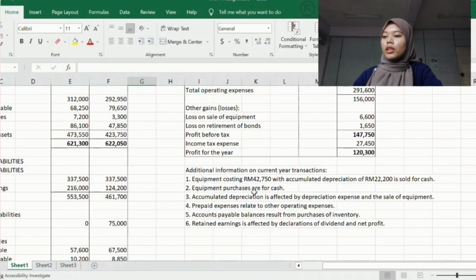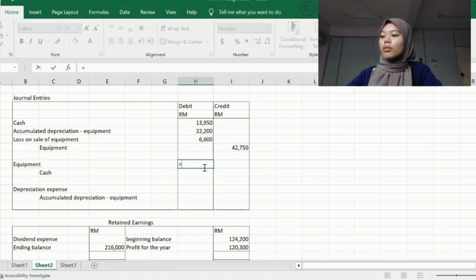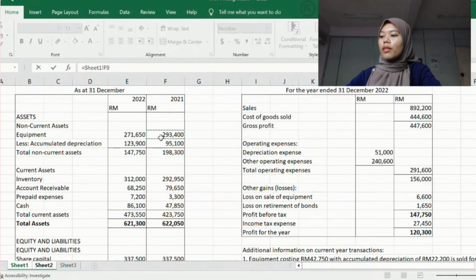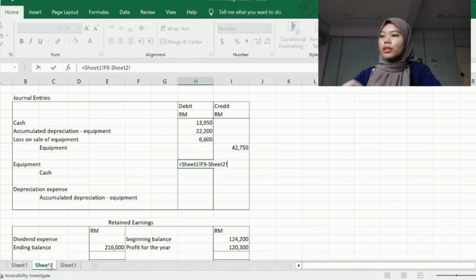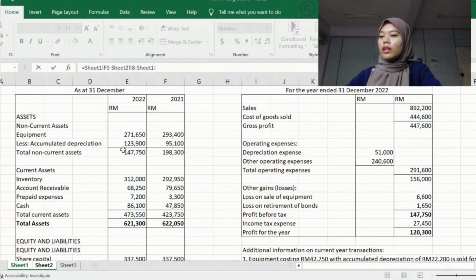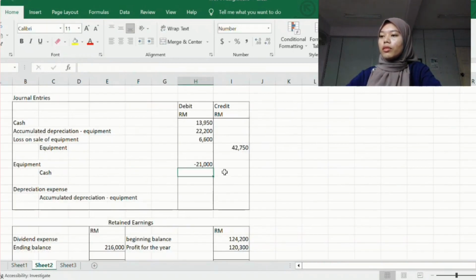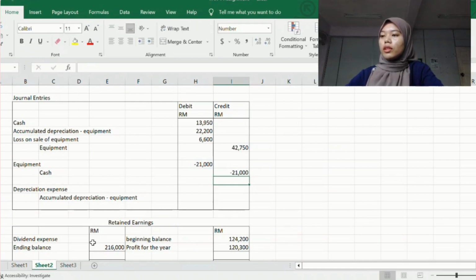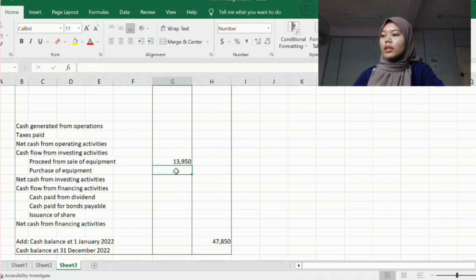The next question is equipment purchases are for cash. To get the value of these, we need the beginning balance of equipment minus the cost from the sale, and we minus the ending balance of it. So we got negative 21,000. This value we will put under the purchase of equipment. Since it is a purchase, the flow will be outflow.